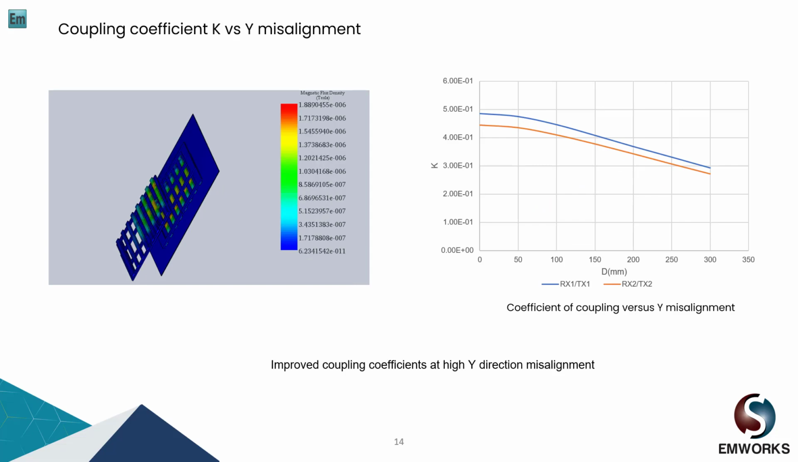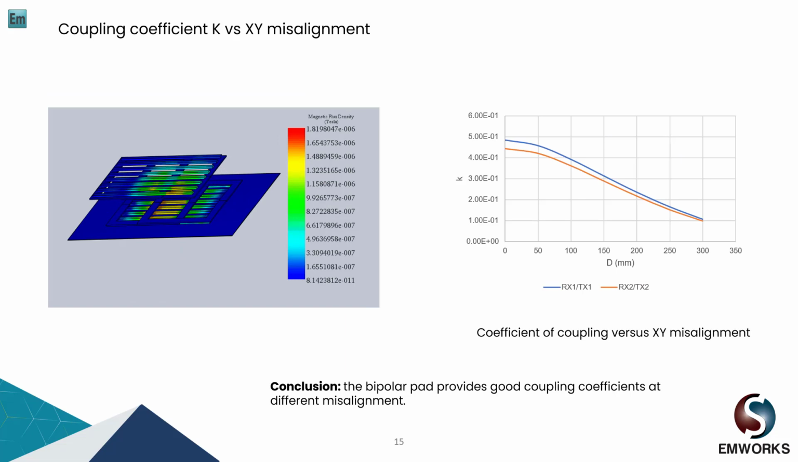Now we are performing Y misalignment. The coupling coefficient is reducing, but it stays at a good level, which is around 0.3. So this is a good level of coupling coefficient despite the misalignment, up to 0.3 meter. Now another misalignment, which is a diagonal misalignment along the XY direction, shows that the coupling coefficient is still higher than 0.1, which is a fairly good coupling coefficient despite this kind of misalignment. So the conclusion is that the bipolar pad provides a good coupling coefficient at different misalignments.